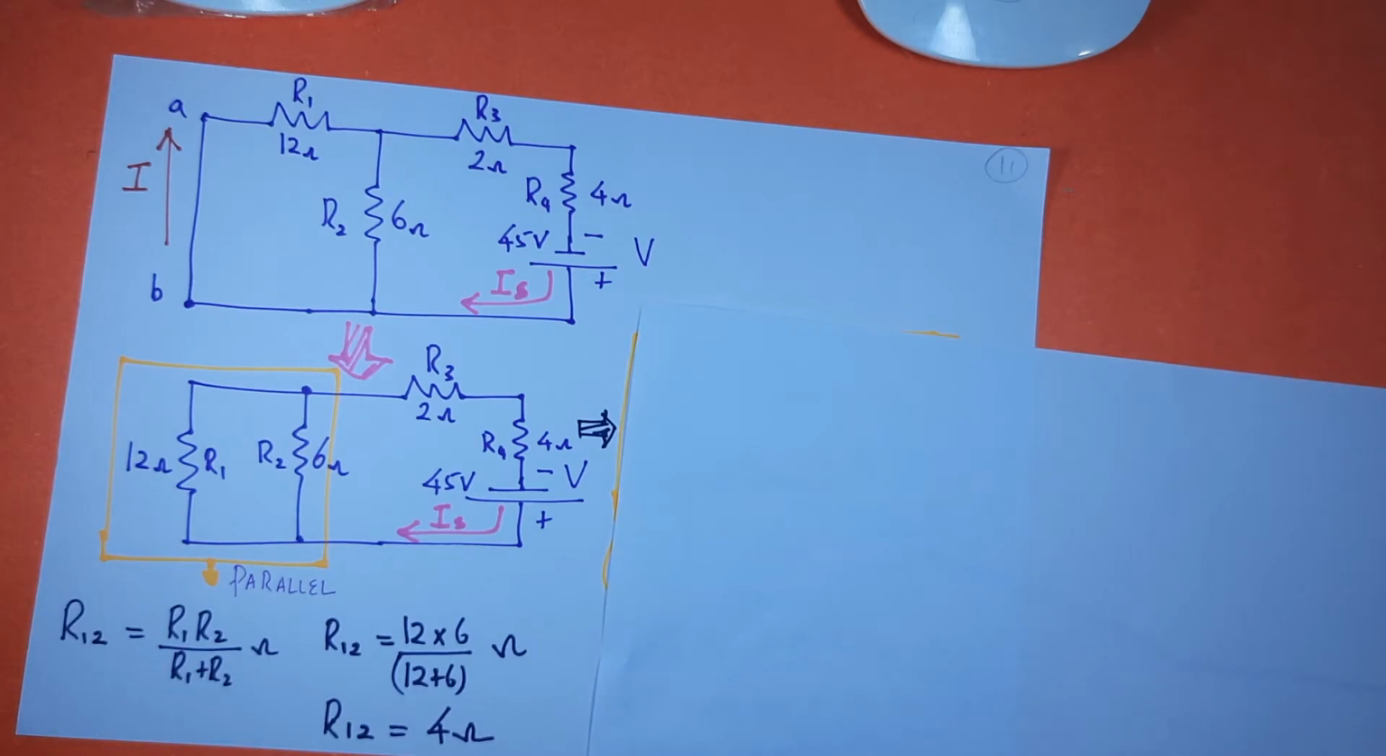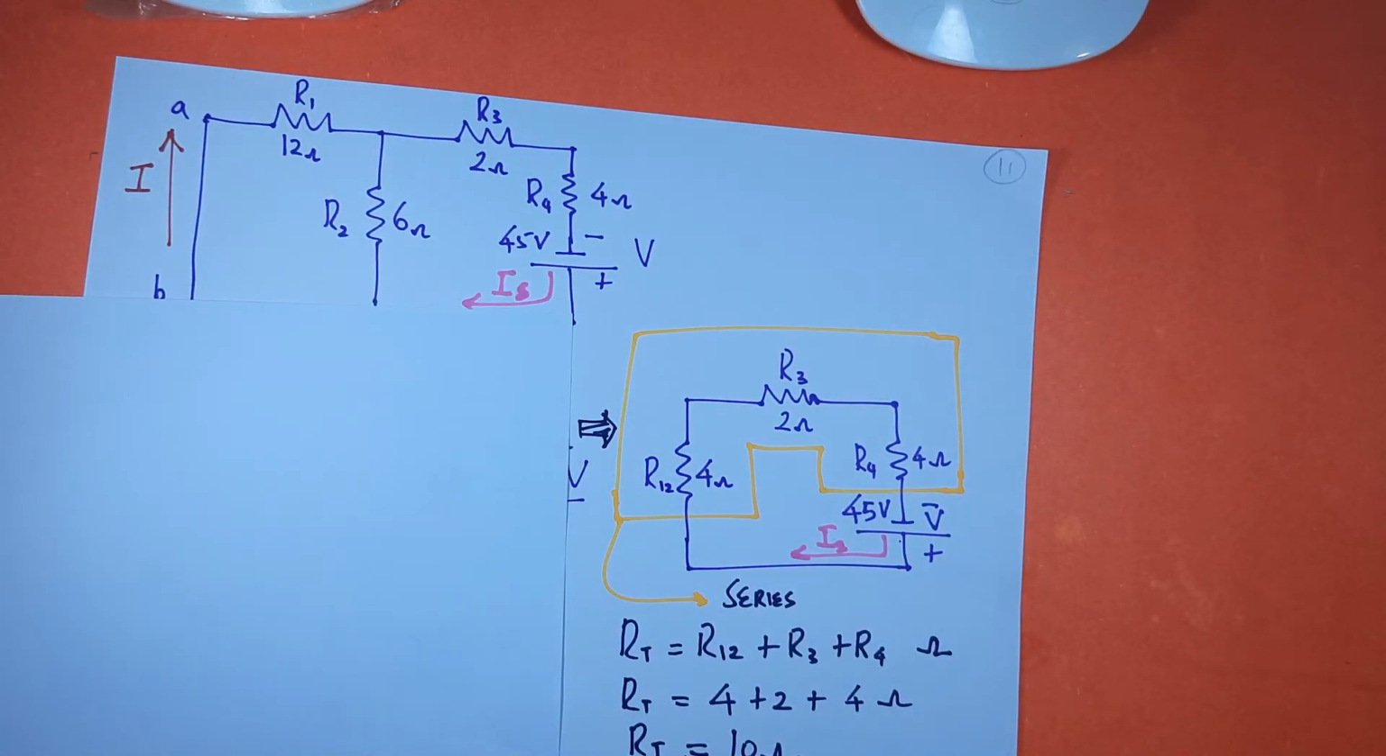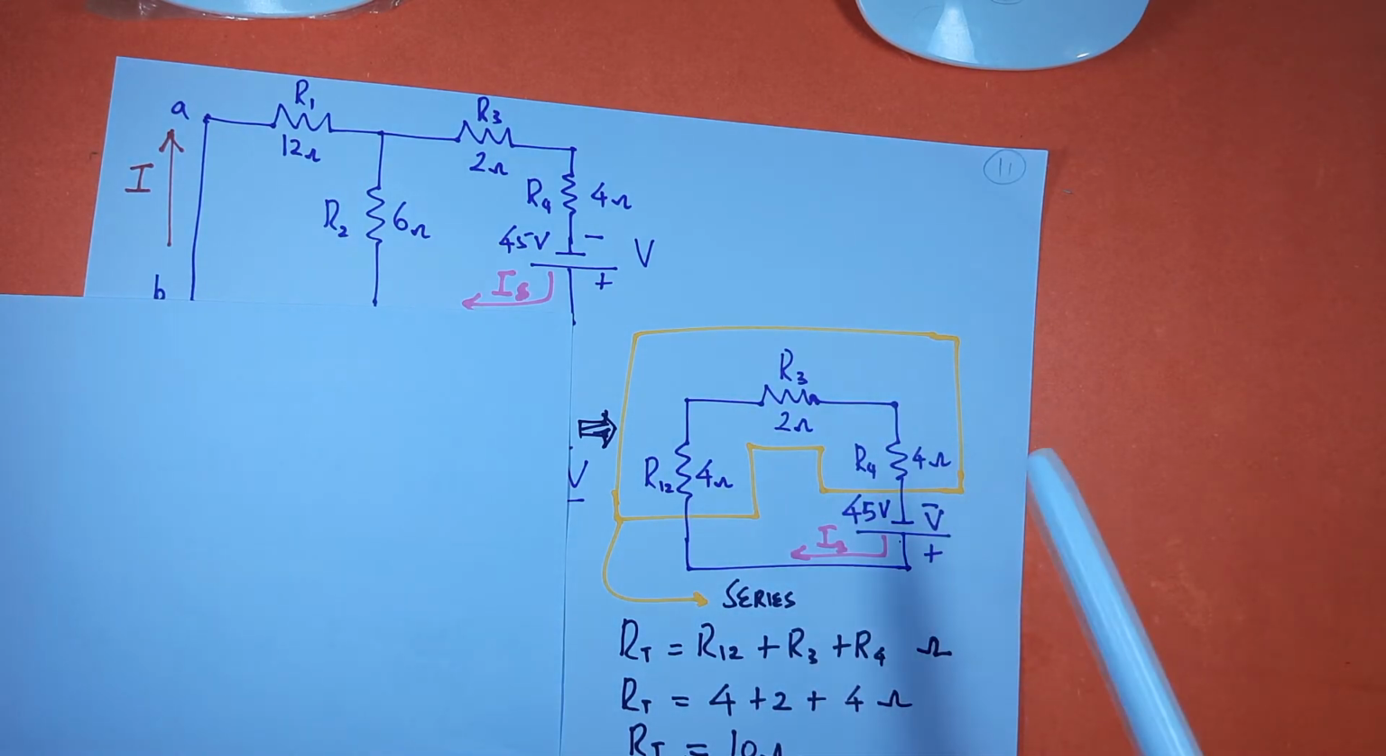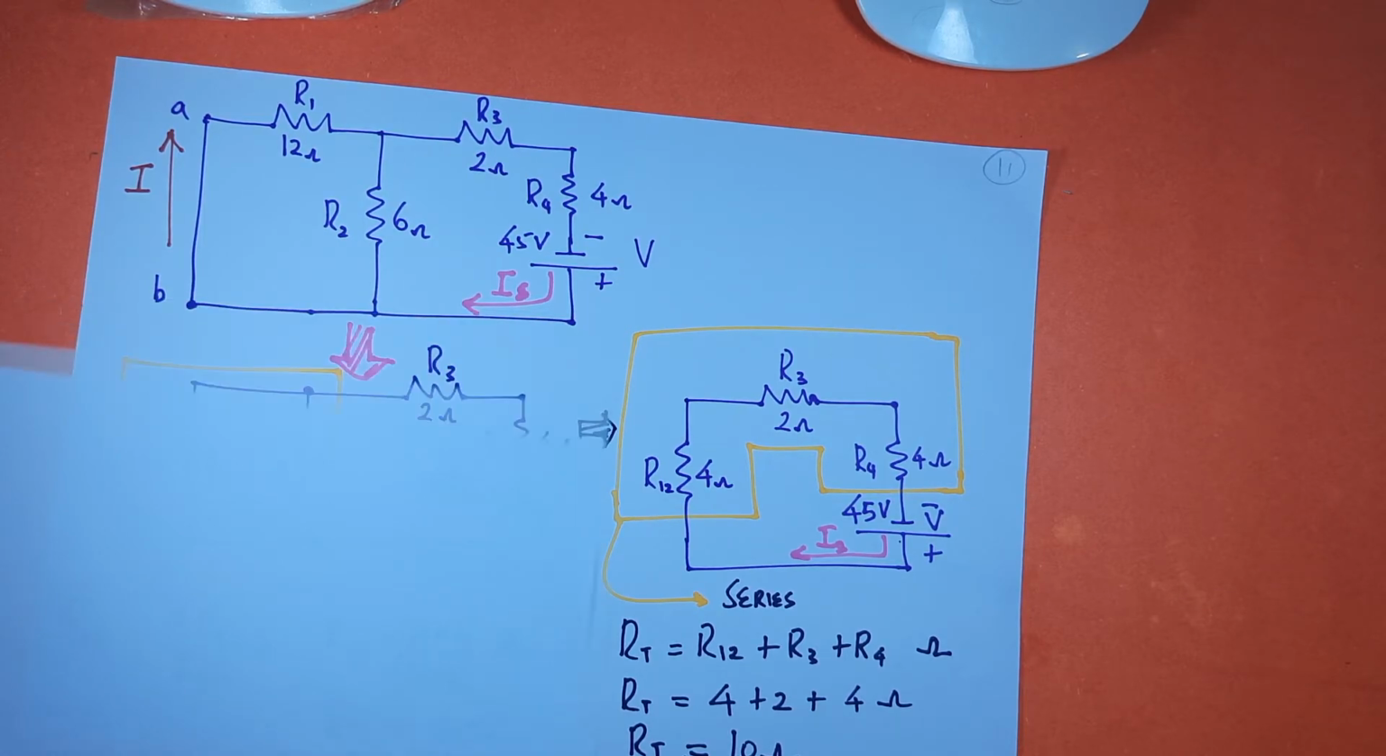Okay. So your circuit will be like this. So this R12 is 4 ohm. The remaining things as it is, R3, R4, 45 volt. Now this R12, R3 and R4 all are connected in series. So which is nothing but RT, total resistance. RT equal to R12 plus R3 plus R4 ohm. RT equal to 4 plus 2 plus 4. RT equal to 10 ohm.